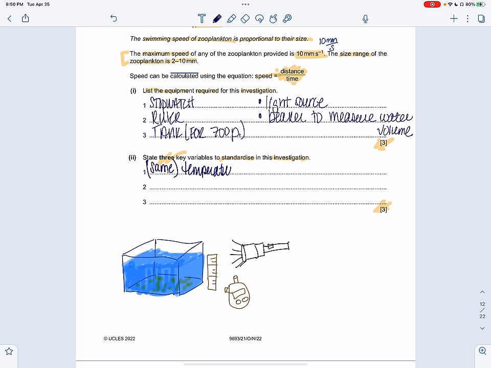Temperature affects enzyme activity, and if it's warmer, they might start swimming a little bit faster. So again, we're gonna have the same pH, salinity. Everything else in the ocean, this water needs to be the same. Oxygen concentration. So maybe you need like an oxygen filter. We can include that here.